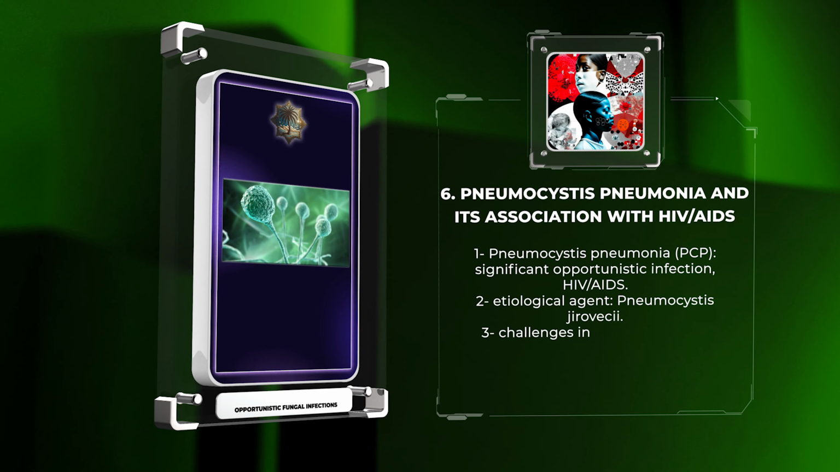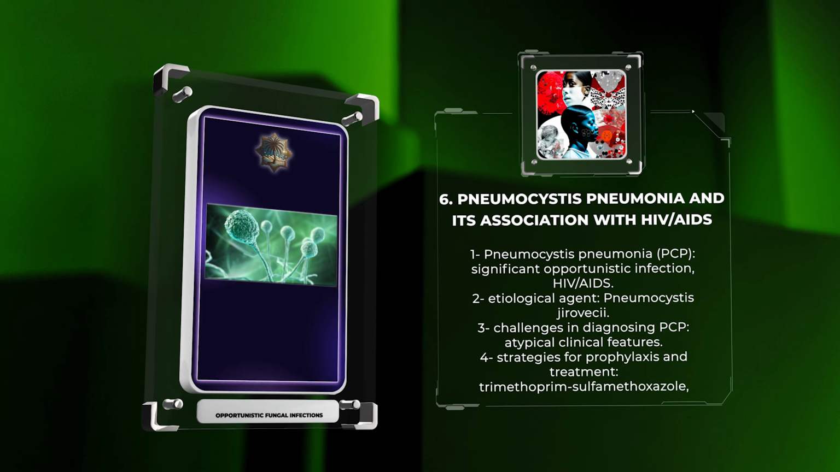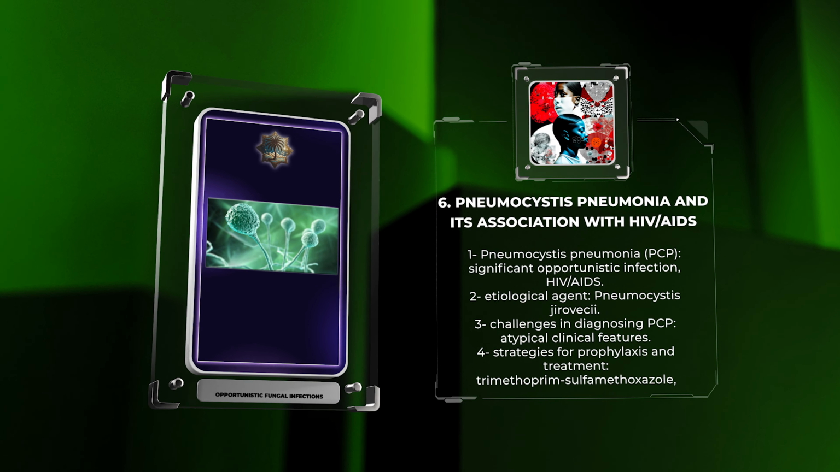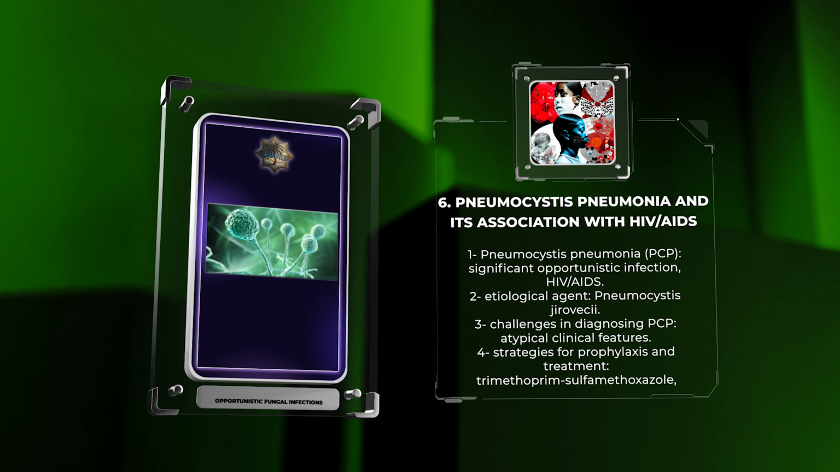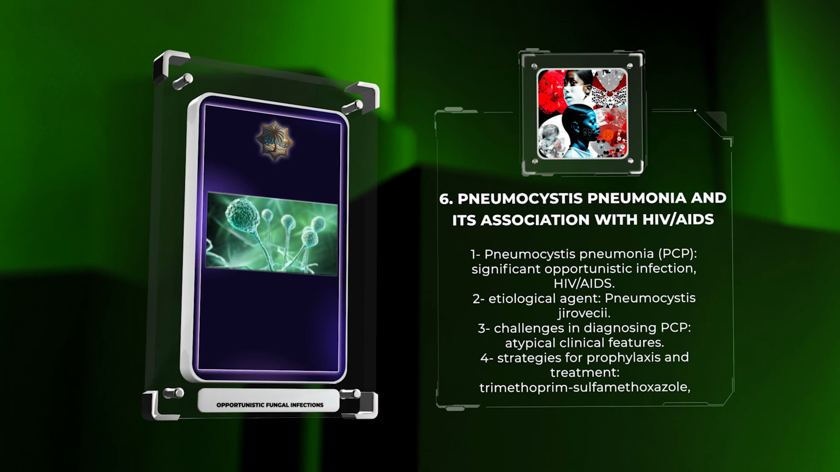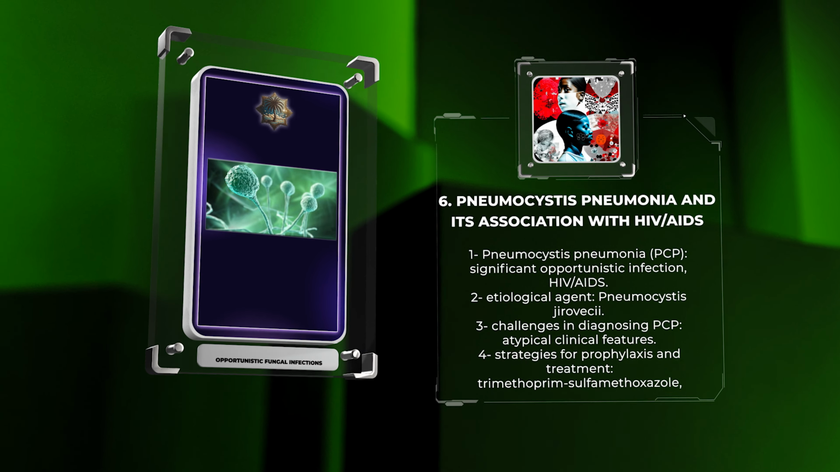Pneumocystis pneumonia, PCP, remains a significant opportunistic infection in individuals with HIV/AIDS. We will discuss the etiological agent, Pneumocystis jirovecii, and the unique challenges in diagnosing PCP due to its atypical clinical features. Strategies for prophylaxis and treatment, including the use of trimethoprim-sulfamethoxazole and adjunctive corticosteroids, will be addressed.